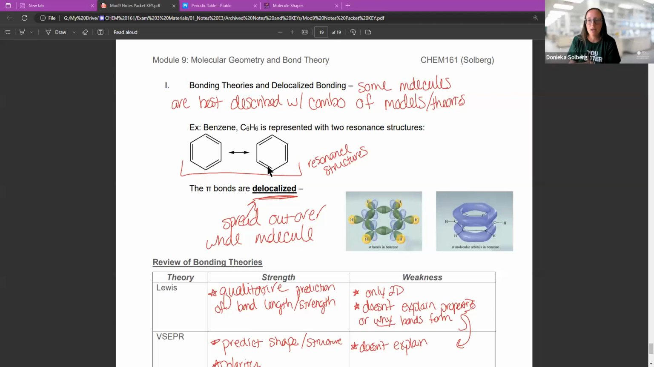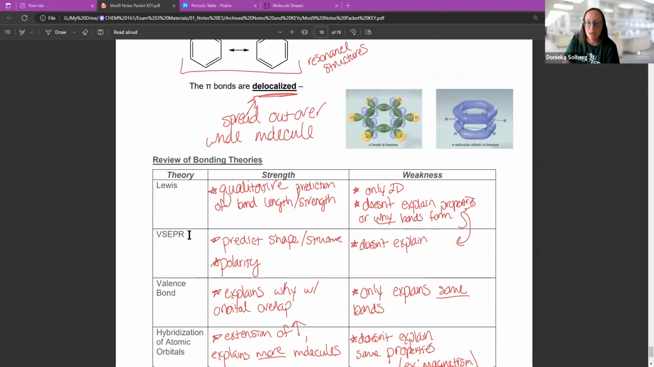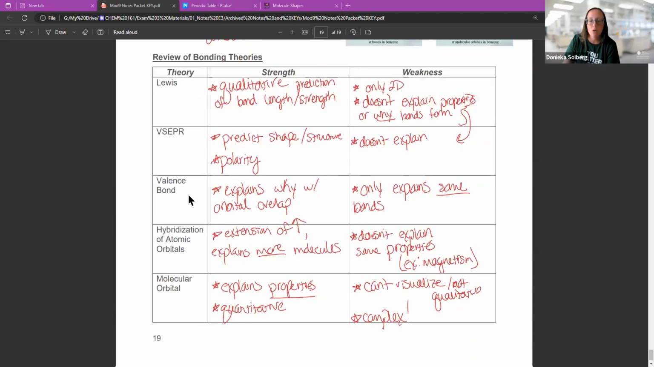And that's actually explained with a combination of those theories. So all of the theories are important and they all explain different things that we observe. So as a quick review of the bonding theories, these are the ones that we need to know and be able to do. And they all have their own strengths and weaknesses, which is why we need them all.